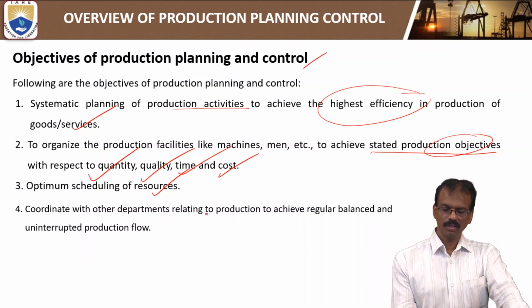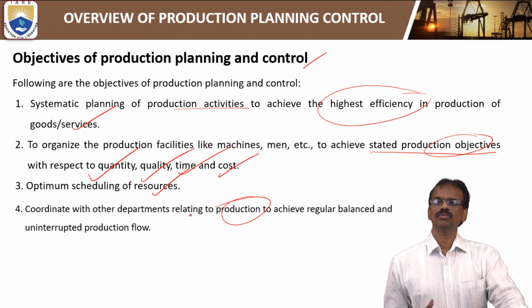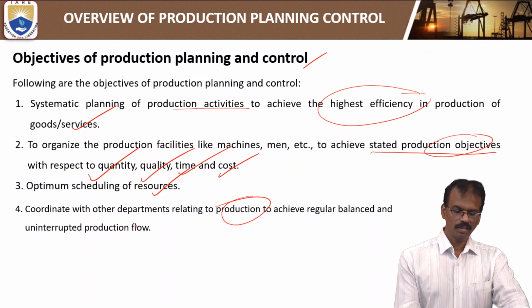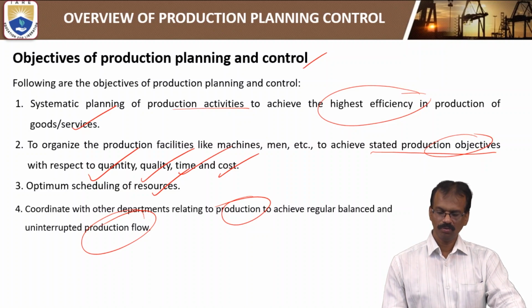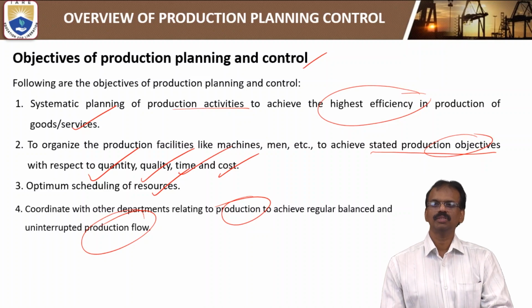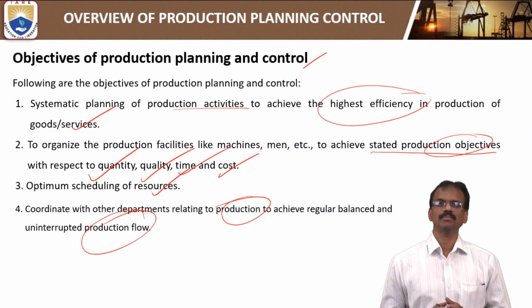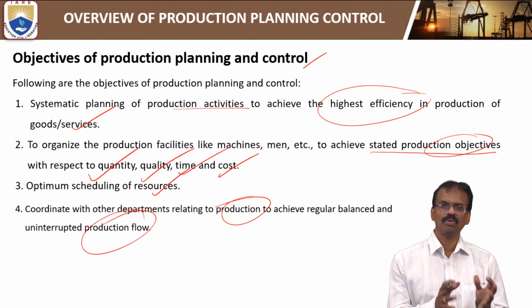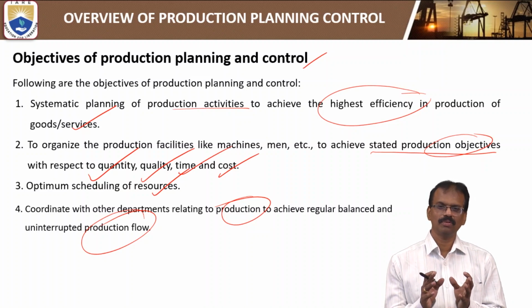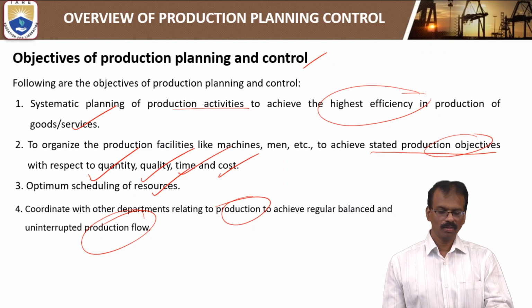Coordinate with other departments relating to production, to achieve a balanced and uninterrupted production flow, to reduce the delays and to reduce misprocessing. For this there should be proper coordination from one department to another department, from production to quality department, from quality to shifting of reworked processes. So quality to PPC, the production planning and control department.